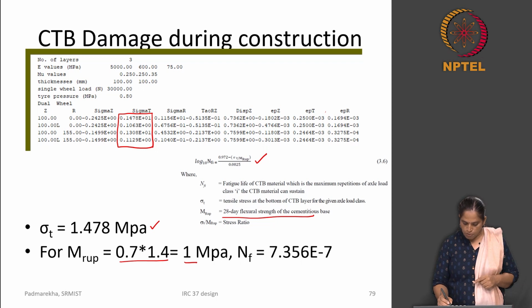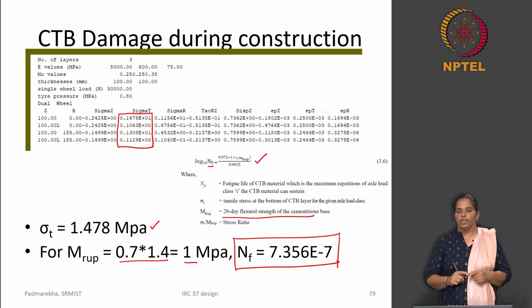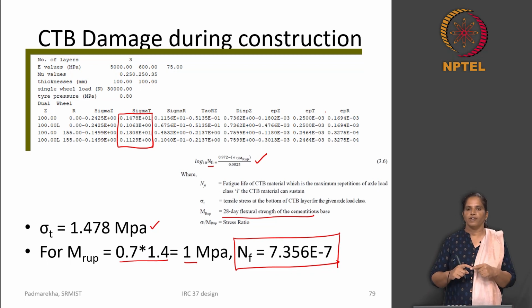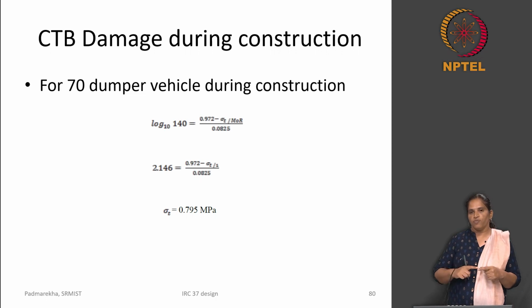So, you can substitute the modulus of rupture to be 1 megapascal, and for the stress of 1.478 megapascal, you will get the number of repetitions of the load of 120 kilonewton to be this. So, it is less than 1. This is the maximum repetitions that a 100 millimeter cement treated base course can withstand before it fails in fatigue damage. If you want to increase this number, generally it will be nearing 70 repetitions of tandem axle.